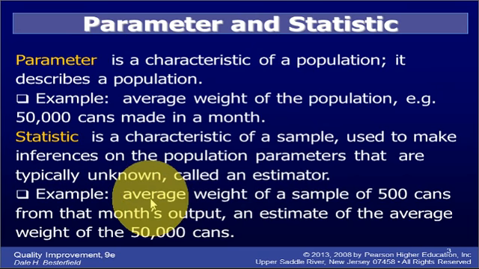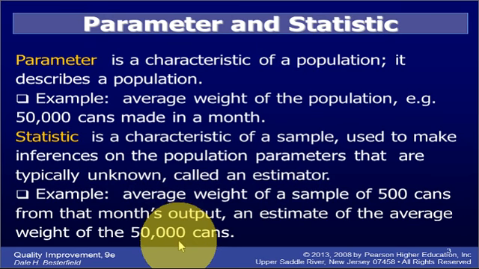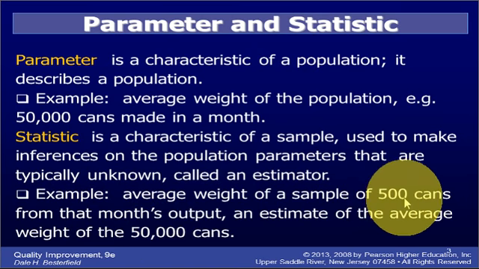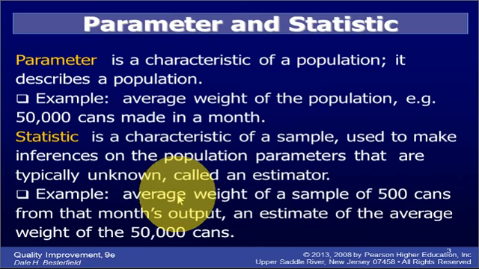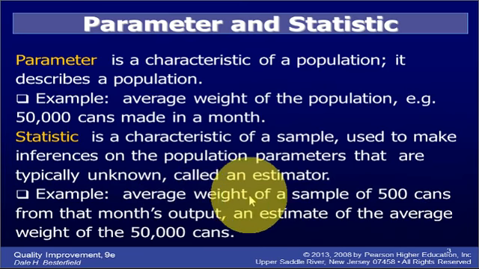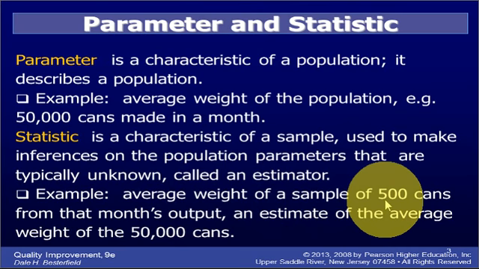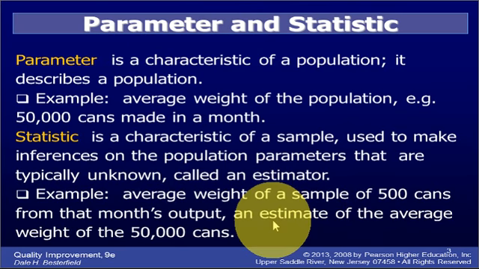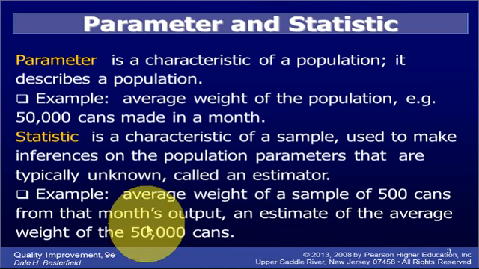So for example, a manufacturing factory that produces 50,000 cans per month cannot inspect every can, right? They do not have that many inspectors, and therefore they take a sample of 500 cans, and then they find the average weight. So this average weight of the sample of 500 cans becomes an estimator of the average weight of these 50,000 cans.